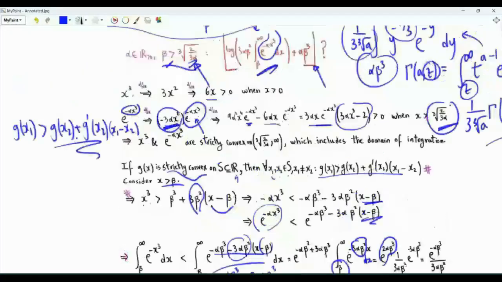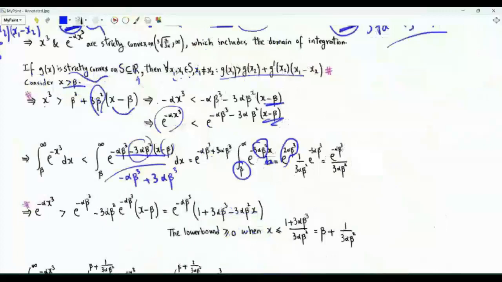Let's see whether we are heading in the right direction. In the problem statement, we need the floor of the logarithm of the integral multiplied by 3 alpha beta squared plus alpha beta cubed. Let's see what we have. The logarithmic function is strictly increasing.